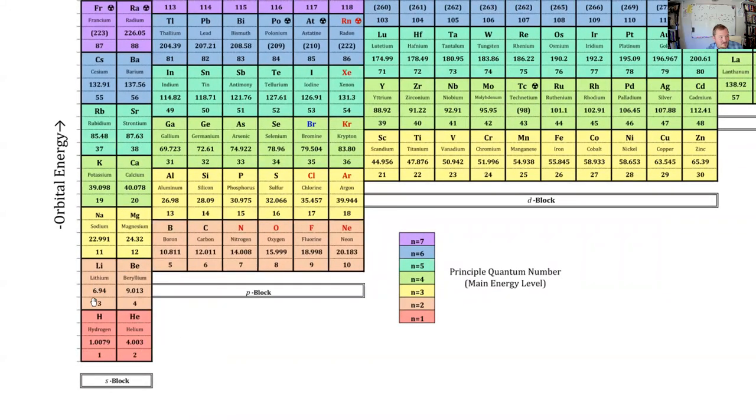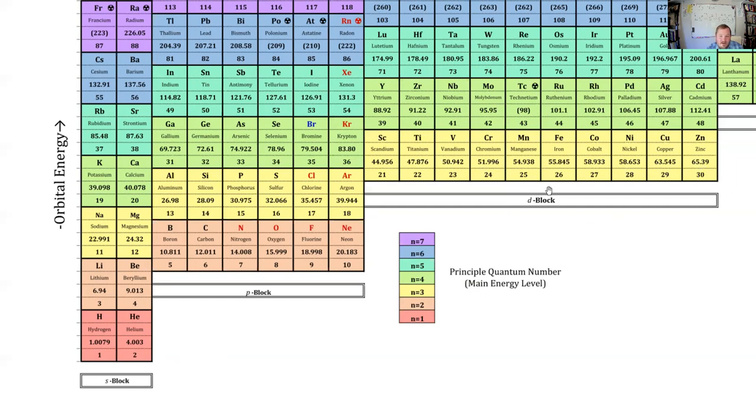So 1s2, 2s2, 2p6, 3s2, 3p6, 4s2, and then you see that 20 jumps over to 21 over here, which is scandium. So that's that discontinuity where you fill up part of the fourth energy level before you finish filling up the third energy level.